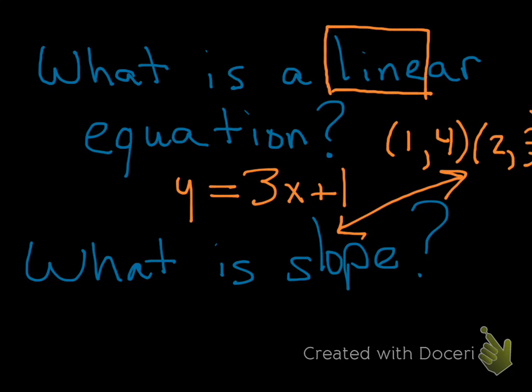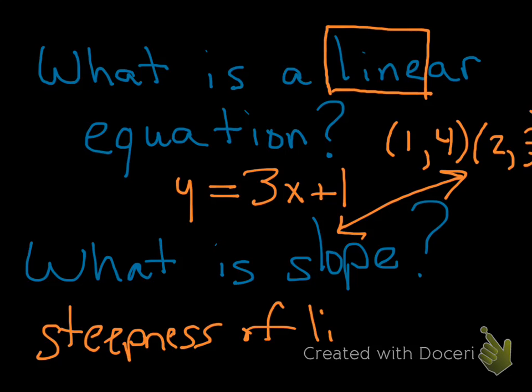The last thing is, what is slope? For our purposes right now, slope is really just the steepness of the line. Think of a ski slope. We're just wanting to know, is it going up, is it going down, is it steep, is it not steep?